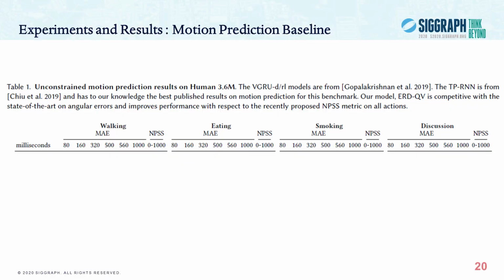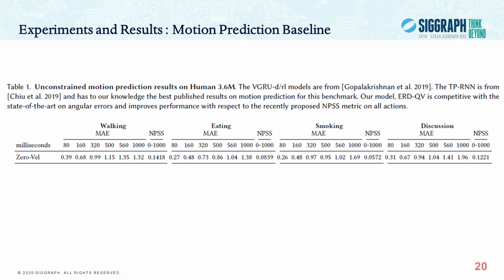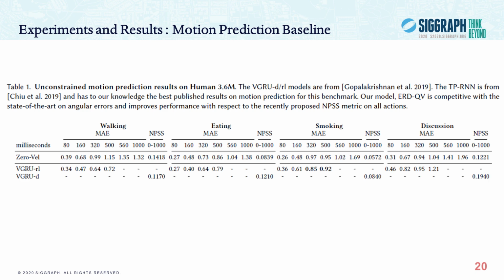On the quantitative side, we first build a strong motion prediction baseline that we evaluate on the common Human 3.6M benchmark. We evaluate the commonly used mean angle error as well as the recent normalized power spectrum similarity proposed by Gopalakrishnan et al., a metric for motion better correlated with human judgment. We first show results of a zero velocity baseline, which is surprisingly good on short-term prediction. We then report performance of different short-term and long-term models from Gopalakrishnan et al. The NPSS score is evaluated on their long-term model for 1-second predictions.